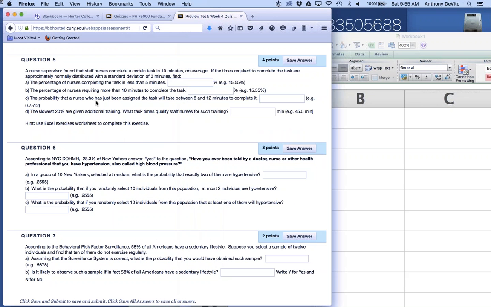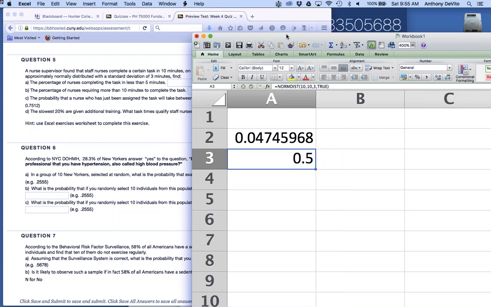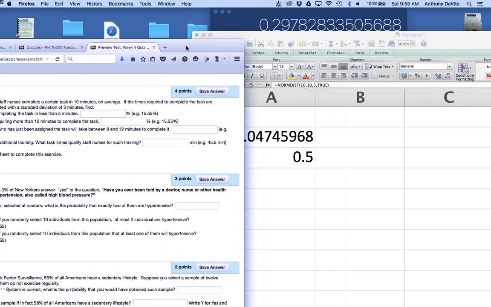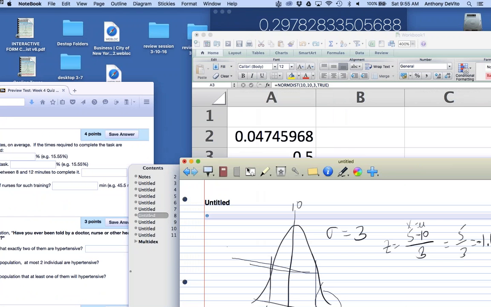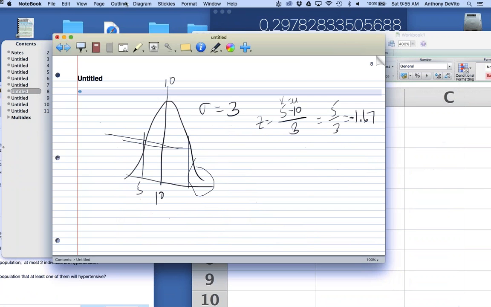What is the probability that a nurse who is just assigned the test will take between 8 and 12 minutes to complete it? So now we need to really find 2 areas here, don't we? A couple of ways we could do this. Bring this up here, and let me erase some of this junk I wrote. Now we want to know how long it'll take for a new nurse to complete the task between 8 minutes and 12 minutes.